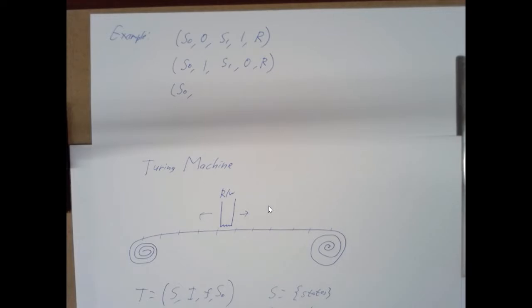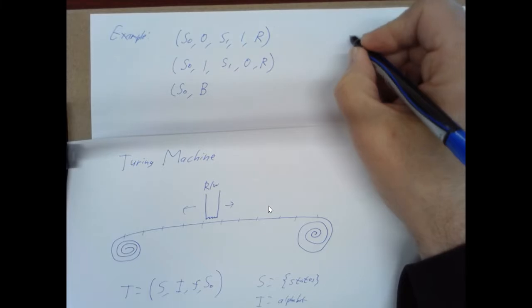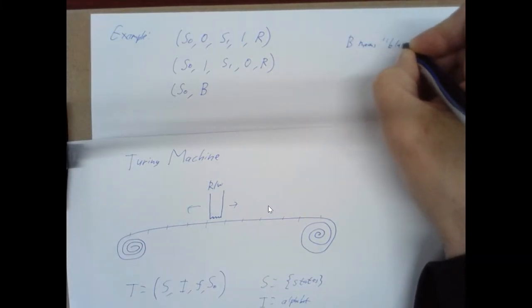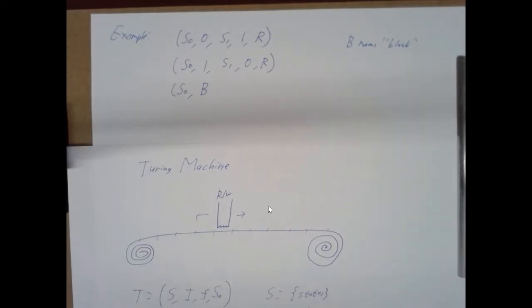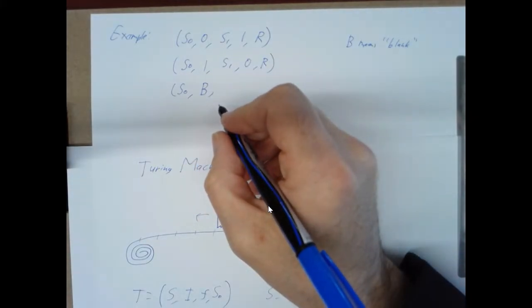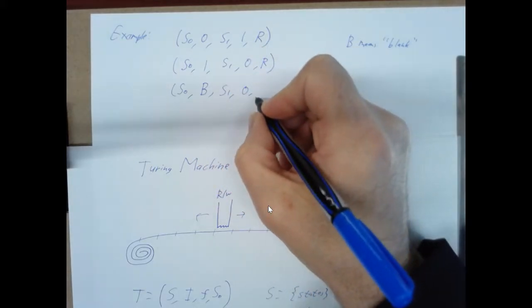If you're in state S0 and you have B, so B equals blank. So an empty space, and we sometimes assume the tape's initialized to all empty spaces. So we have a way to detect when there's nothing interesting on the tape. So if you're in state S0 and there's a blank, we'll change to S1. We'll write a 0, and we'll go to the right.